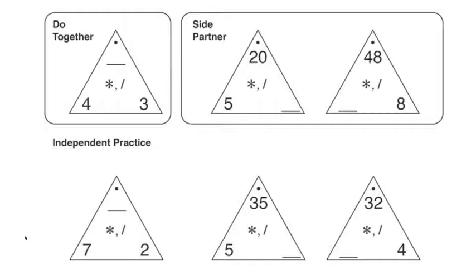So we're going to go ahead and try this one together. If the factors are 4 and 3, the product would be 4 times 3 equals 12. Pause the video and try the side partner questions and the independent questions.